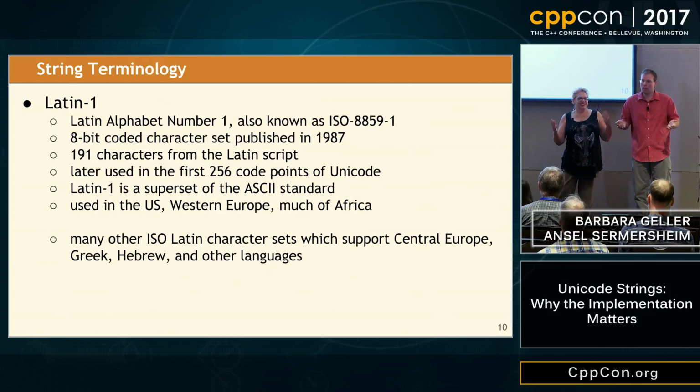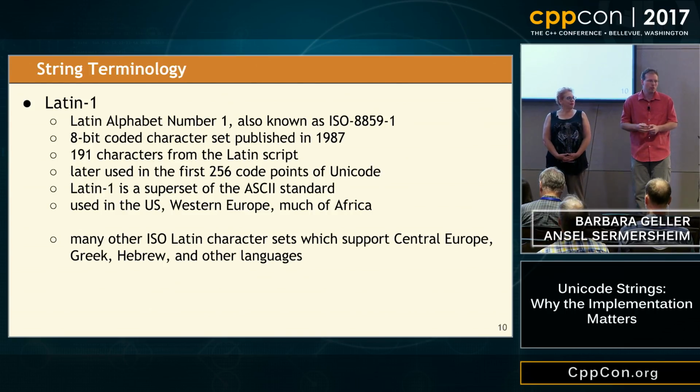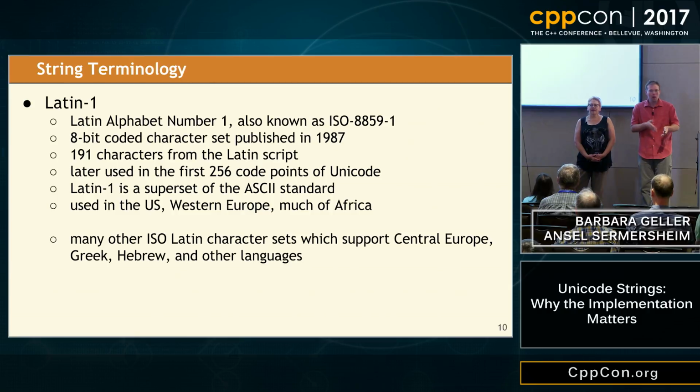For example, it might be Latin 1, otherwise known as ISO 8859-1, very common in many parts of the world. It's an 8-bit coded character set. It includes ASCII as the first half of the code points, but it adds additional ones to support non-English, still Latin scripts. It's a superset of ASCII, so many people use the terms interchangeably.